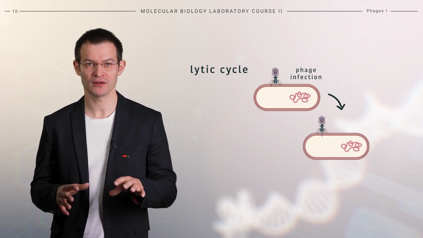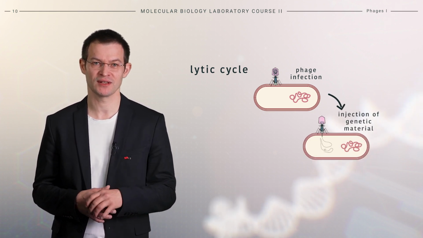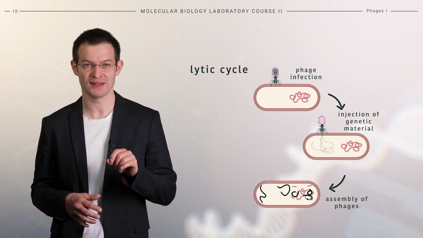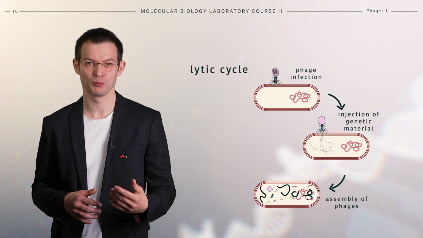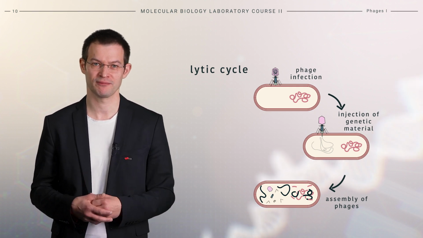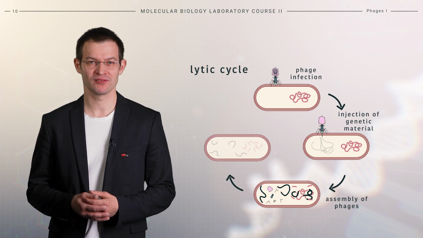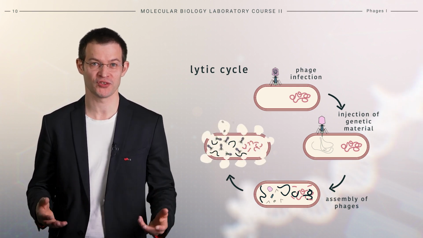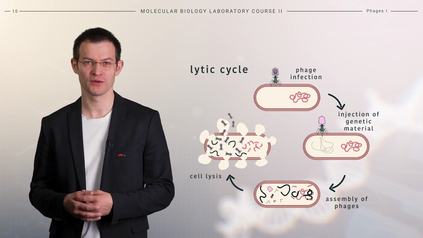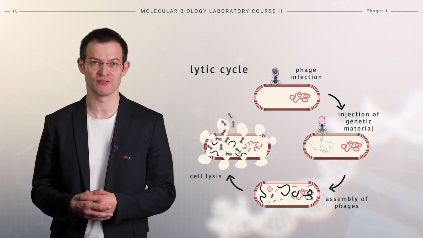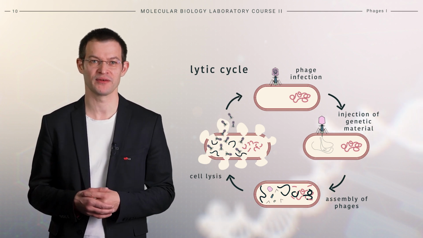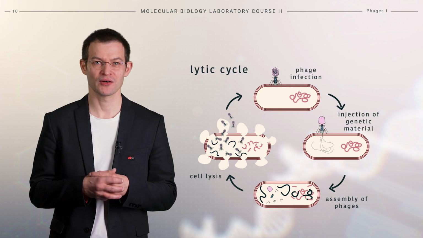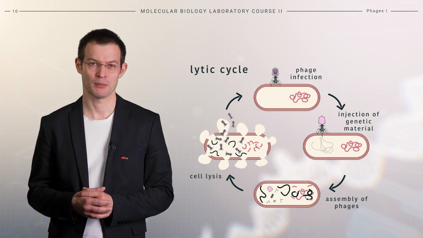Initially, the phage recognizes a bacterium and injects its genetic material into the cell. The genetic material replicates inside the host and becomes the blueprint for assembling new phages. If a critical mass of new phages accumulates within the host cell, the bacterium will simply burst open. The newly produced phage particles are released into the environment and can infect new bacteria. Phages that exclusively use the lytic cycle are called virulent phages.